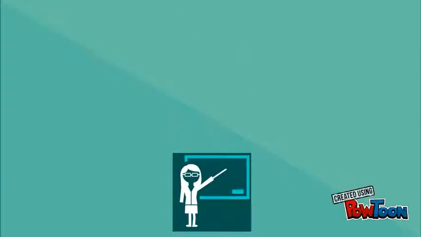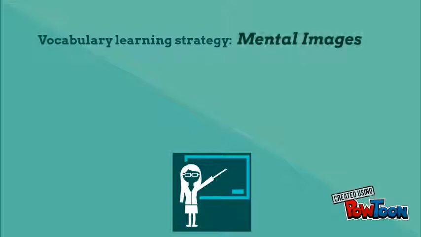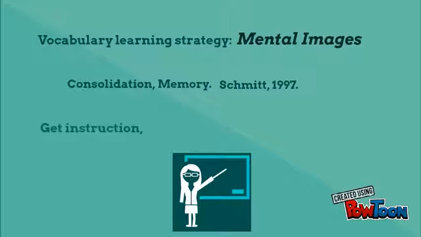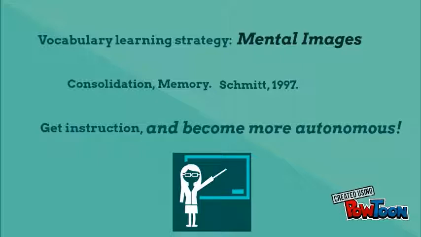This class will provide you with some insights into the vocabulary learning strategy known as mental images, which is a consolidation strategy of the memory kind in the taxonomy proposed by Schmidt in 1997. The main aim of this class is to get some instruction on the strategy so that you can put it into practice in order to become a more autonomous learner.